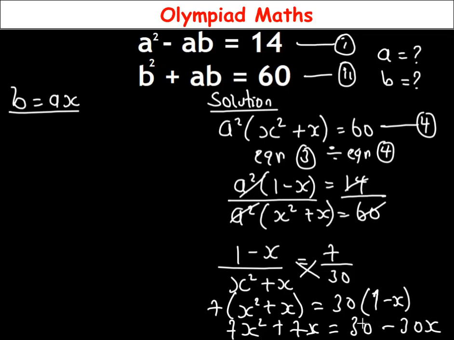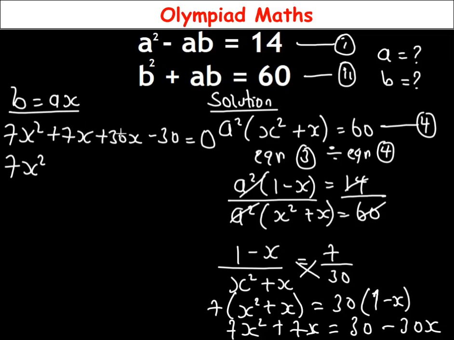With this, let's then move 30 and minus 30x to this side of the equation. So you have 7x squared from here, then plus 7x. Now move minus 30x, that becomes plus 30x. Also move plus 30, that becomes minus 30. And what you have right here is then equal to 0. So you have 7x squared, plus 7x plus 30x is plus 37x, then minus 30 is equal to 0.